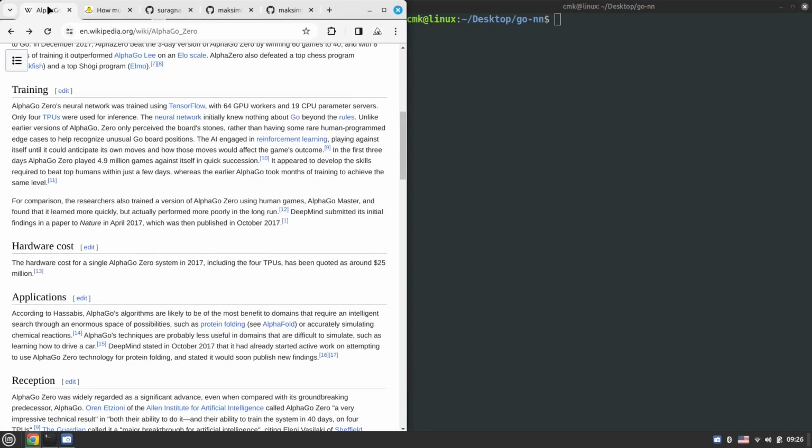Hello everyone. According to Wikipedia, the hardware cost for a single AlphaGo Zero, the Go-playing neural network developed in 2017 by Google DeepMind, including the four TPUs, which stands for Tensor Processing Unit, used within deep learning, has been quoted as around 25 million United States dollars.